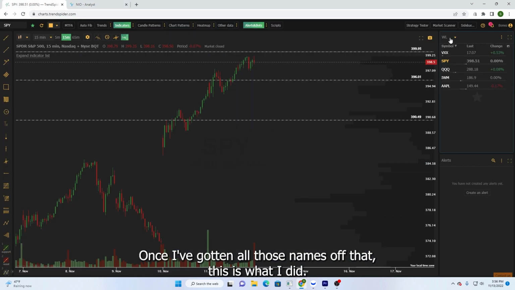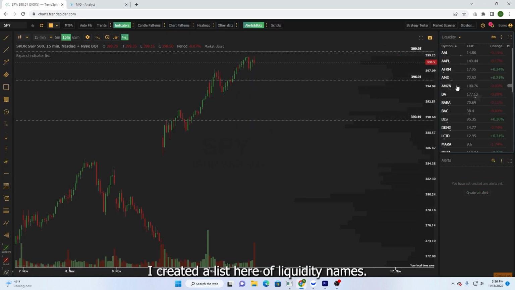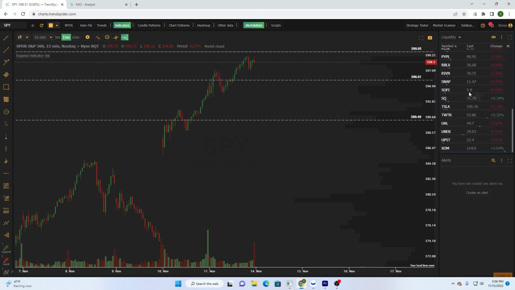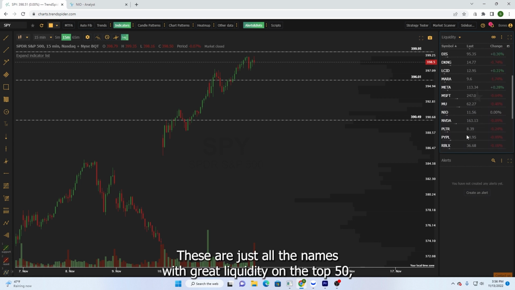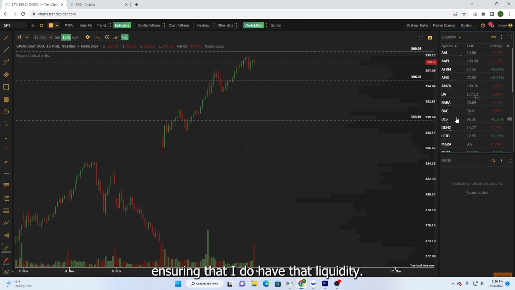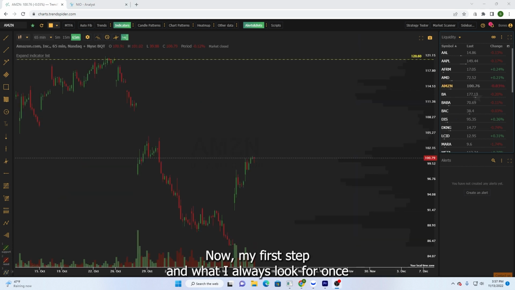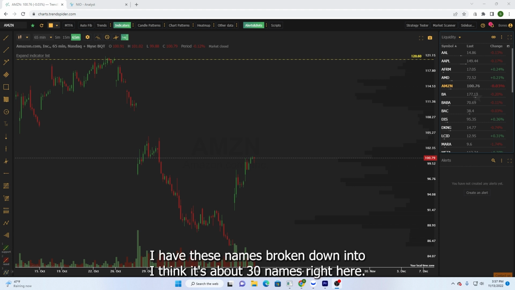Once I've gotten all those names off that, this is what I did. I created a list here of liquidity names. These are just all the names with great liquidity on those top 50, ensuring that I do have that liquidity.